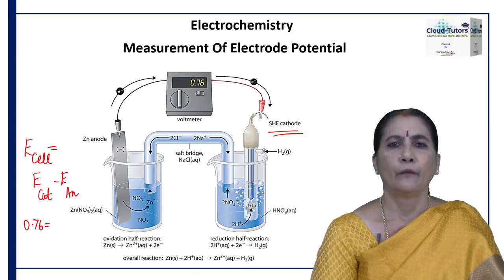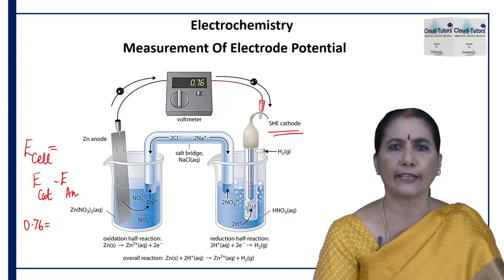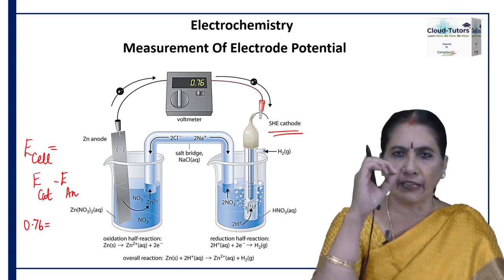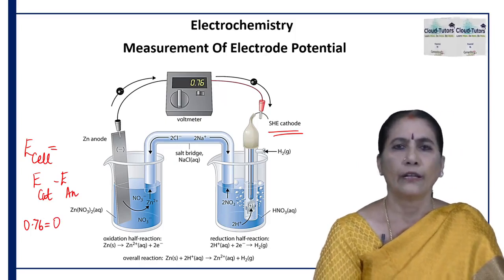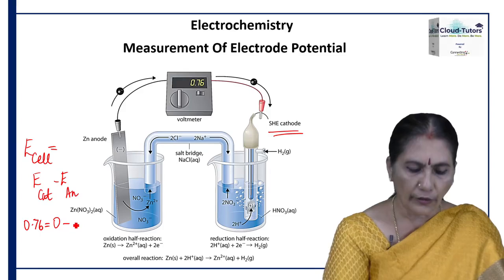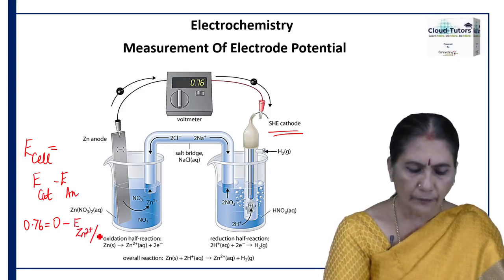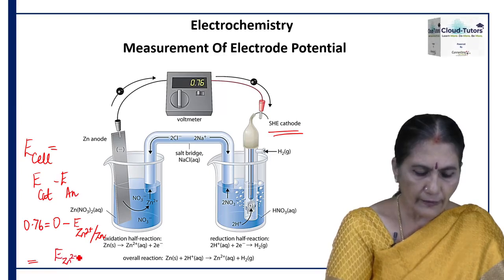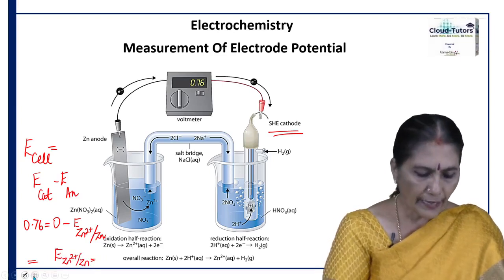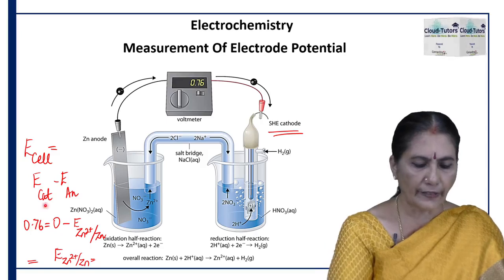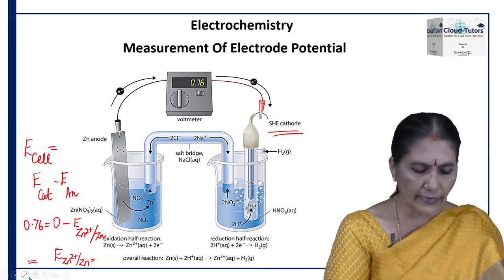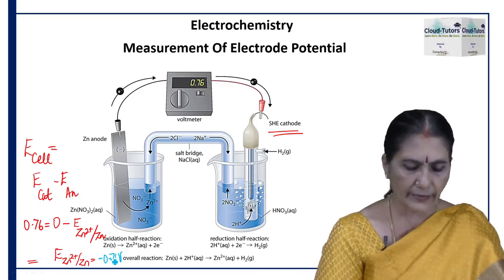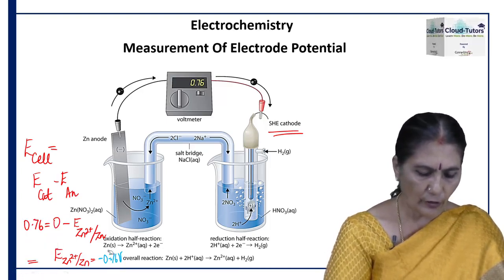The electrode used here as a cathode is the SHE electrode, and just now we have understood that whenever we talk about the electrode potential of the SHE electrode, it is arbitrarily taken to have a value equal to 0. That means, what is E of anode? E of Zn2 plus bar Zn. Now if I take this to this side, that becomes positive. Is it not necessary for me to bring 0.76 to this side? That means the value becomes equal to minus 0.76 volt.